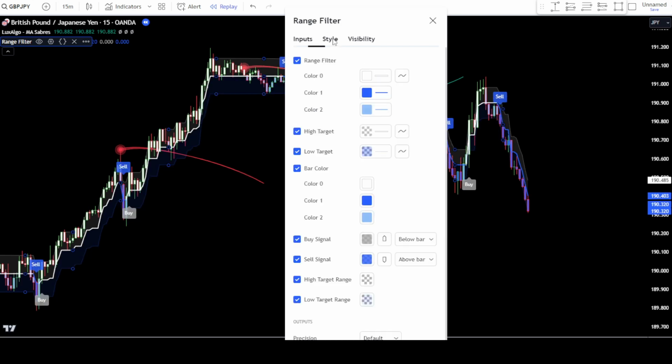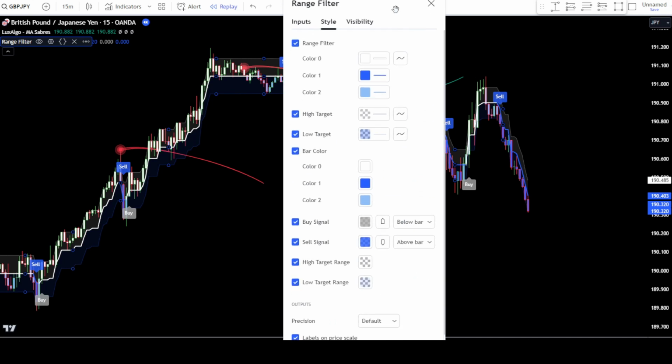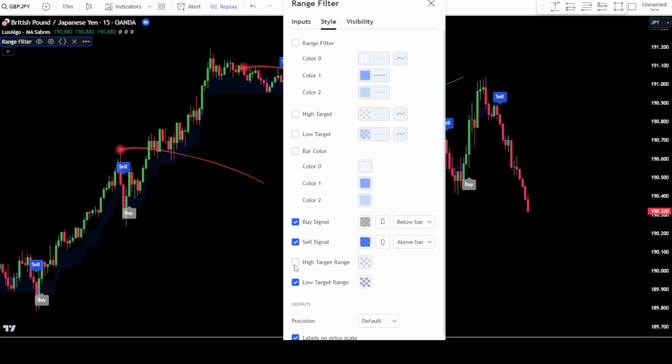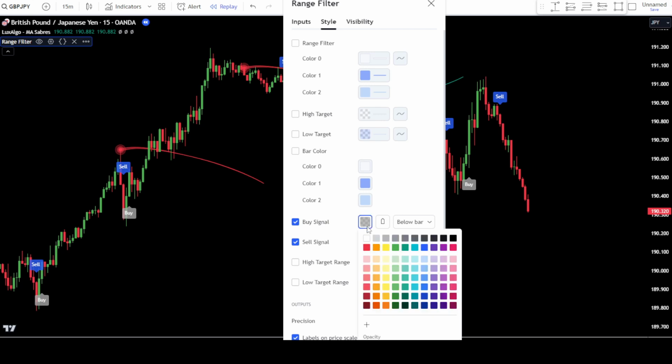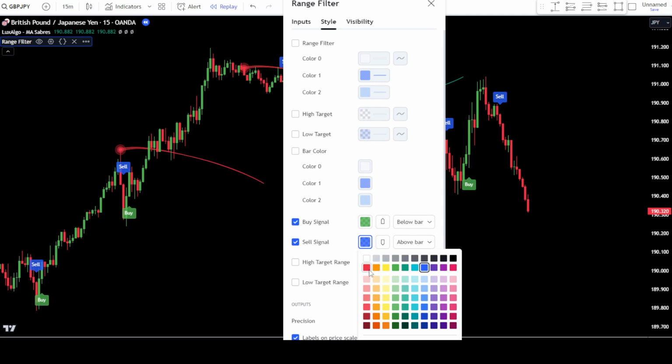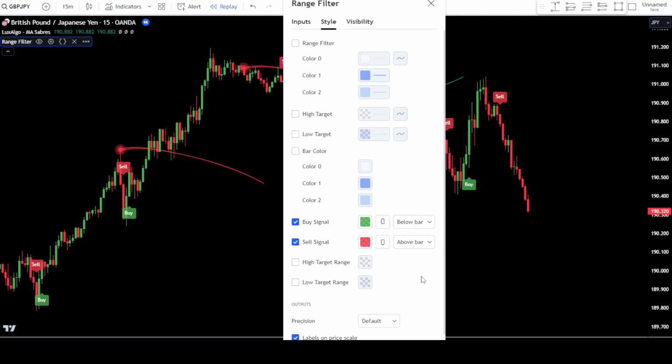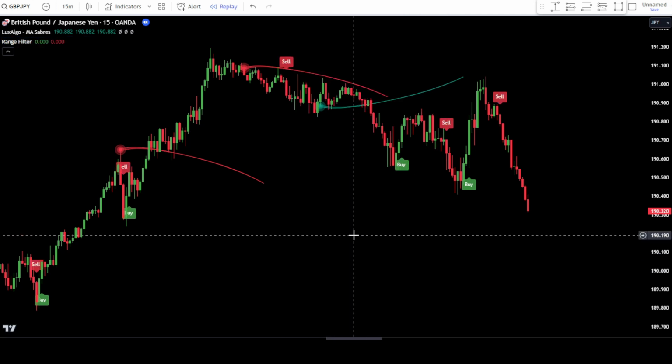Then, move to the Style tab. In the Style tab, deselect the checkboxes for Range Filter, High Target, Low Target, Bar Color, High Target Range, and Low Target Range. Afterward, customize the color of the buy and sell signals according to your preference. Once done, click OK to confirm the changes.